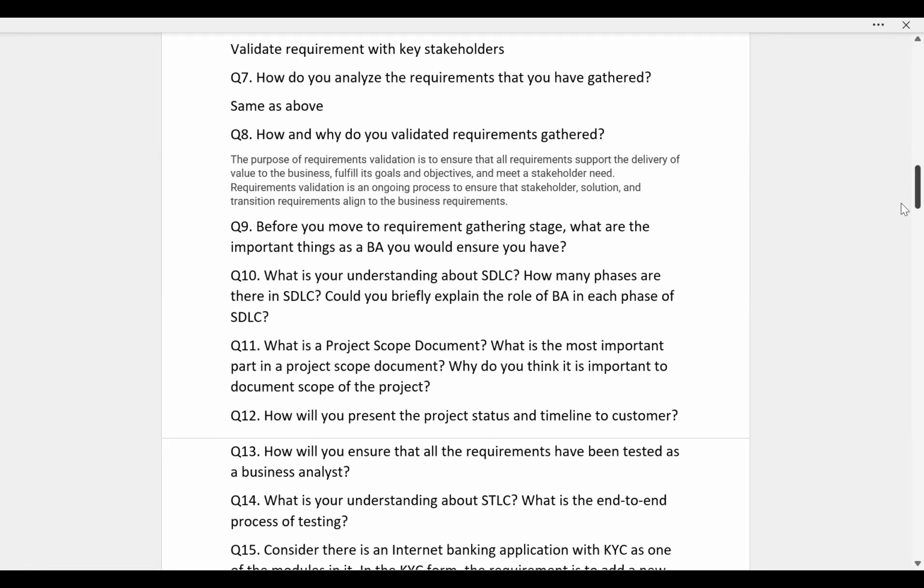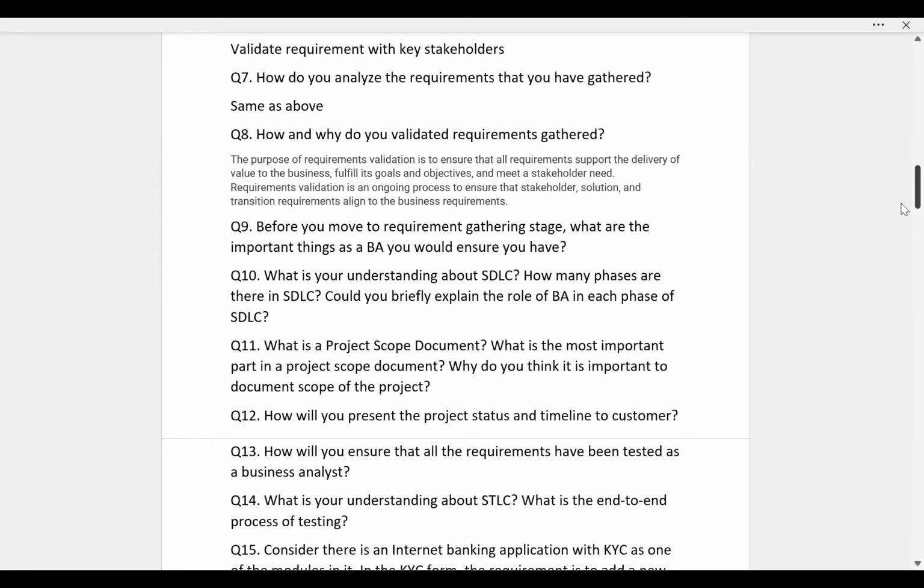Then again, the testing stage: the primary role is with the testers, with the testing team. What role do you play? You play a role in clarifying their queries also, if they have anything related to requirements, understanding the requirements. Second, you ensure that for every requirement, the test cases are prepared.